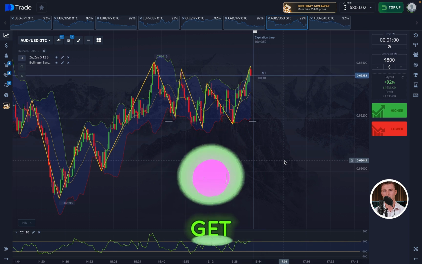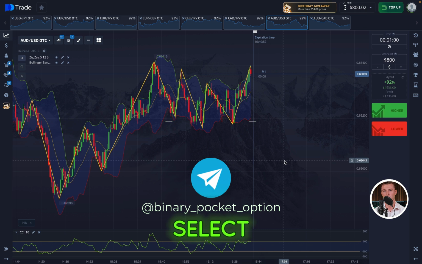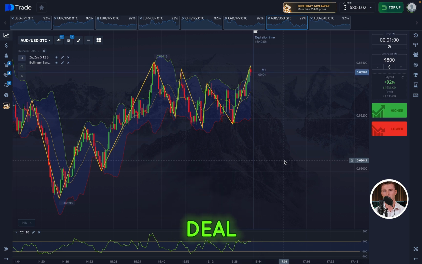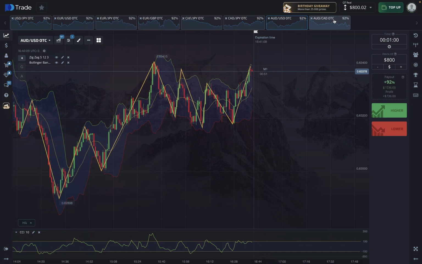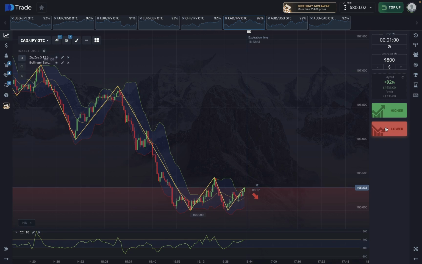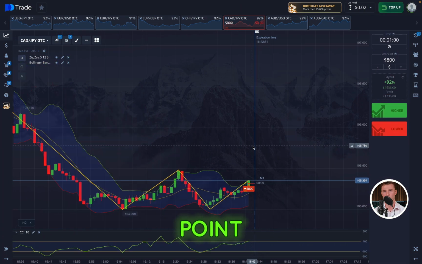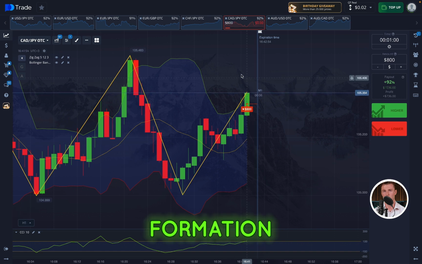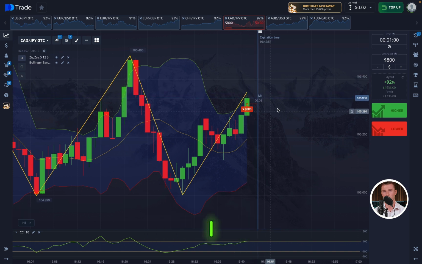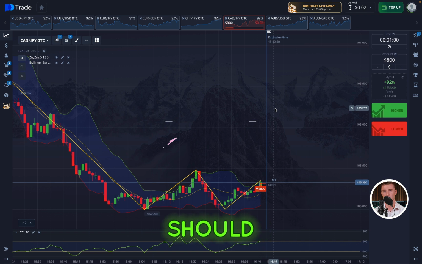Actually, let's get started and select the first currency pair. Let's start with a deal of $800.00. And let's open a downgrade deal here. Damn, it's not a very good opening point. I wanted to open at the very formation of the maximum. But in general, I think that further dynamics should still go down the trend.